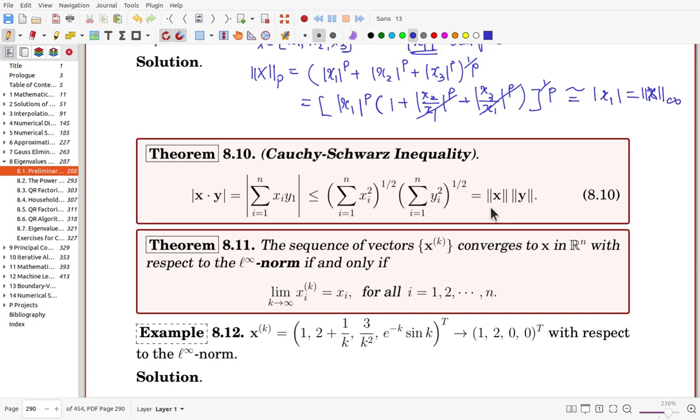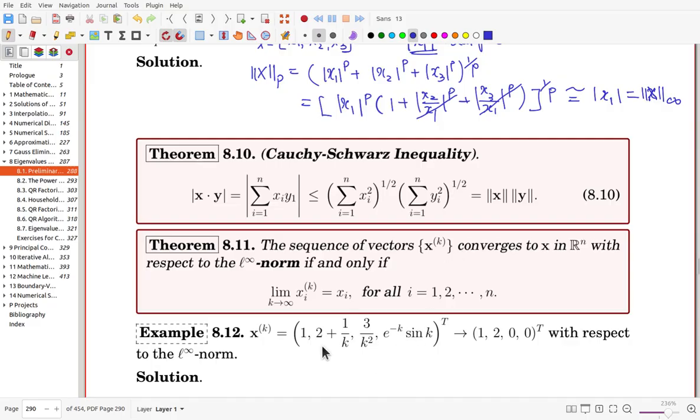Okay, a sequence of vectors converges to x with respect to the L infinity norm if and only if each component converges to its respective limit. So in the L infinity norm sense, once a sequence of vectors converges to a vector x, then each component will converge to its limit. That is what the theorem says.